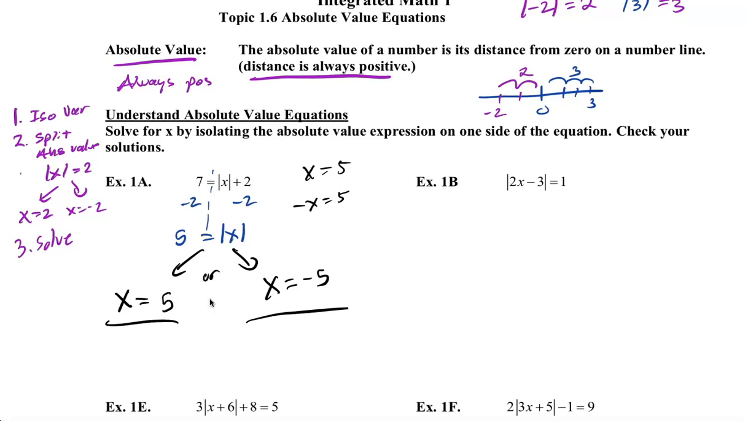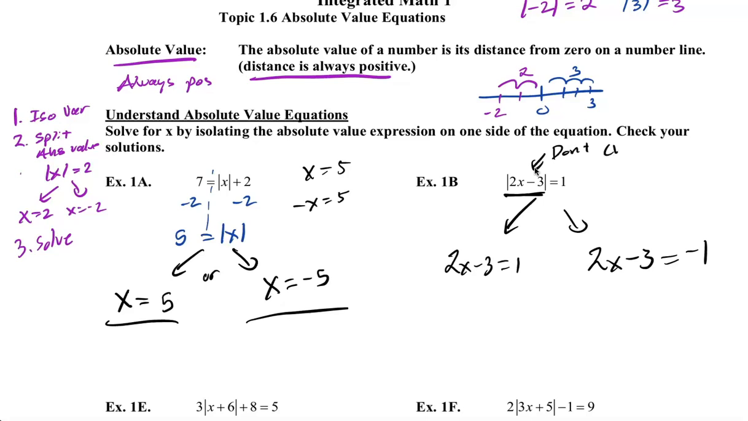Let's do another one. So we have this one right here, right? Absolute value of 2x minus 3 equals 1. It's already isolated, so next we're going to split it. We do 2x minus 3 equals 1, and we do 2x minus 3 equals negative 1. Now keep in mind, notice I kept this the same. I did not change this.